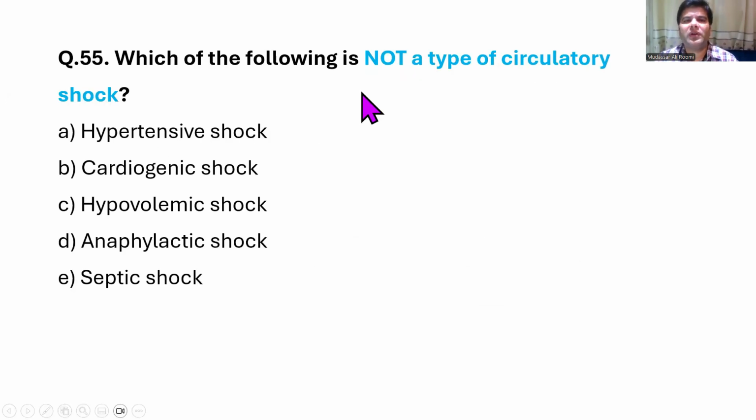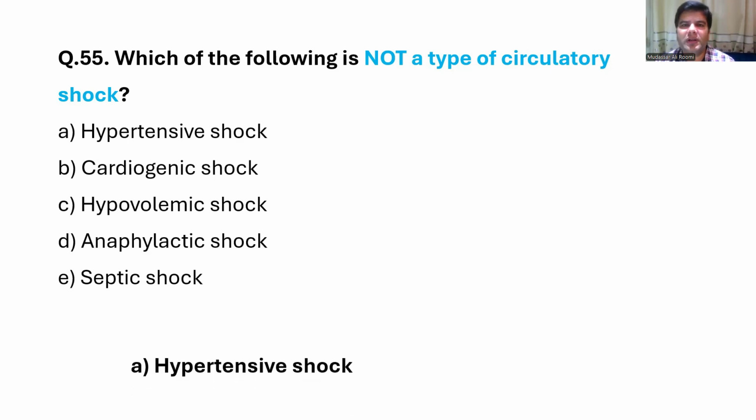Next question is, which of the following is not a type of circulatory shock? Options are: hypertensive shock, cardiogenic shock, hypovolemic shock, anaphylactic shock, septic shock. And the answer is, hypertensive shock is not a type of circulatory shock. All other, cardiogenic, hypovolemic, anaphylactic, and septic, are the types of circulatory shock.